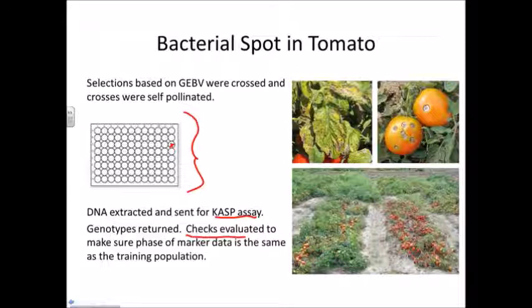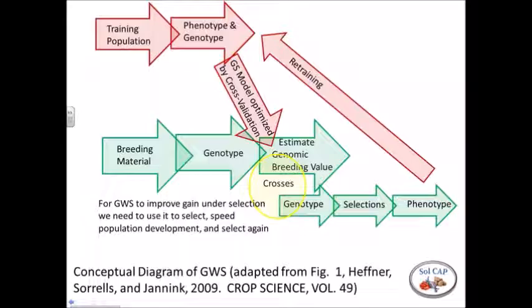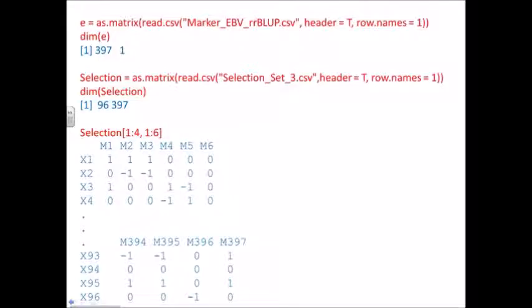So we've sent off our plate, and the data have come back. The first thing we do is check to make sure that the checks are evaluated, to make sure the phase of the marker data is the same as in the training population. This is where we are in the process. We have genotype data and we need to make some selections. This is what it looks like.